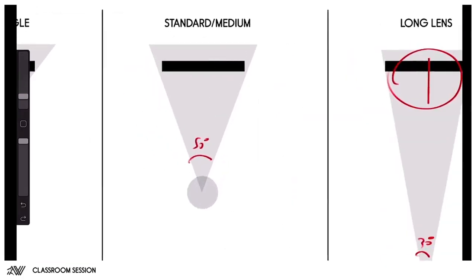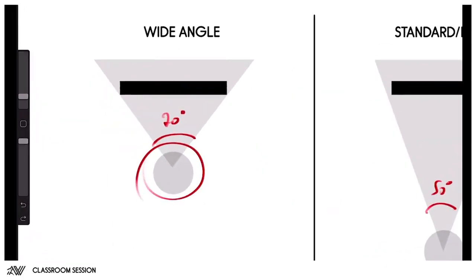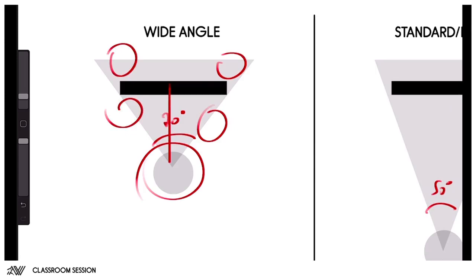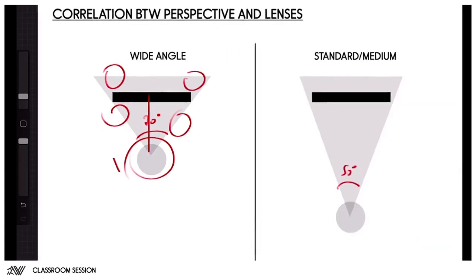It's a little bigger with the standard medium lens, and it's a lot bigger with a wide angle lens because our camera is so close to the subject. Everything else that is sitting in the scene is somewhat going to be in focus. Not super sharp, but it is going to be in focus.